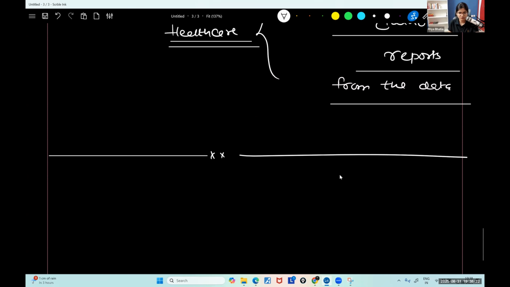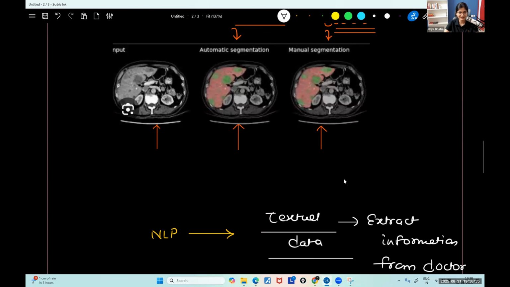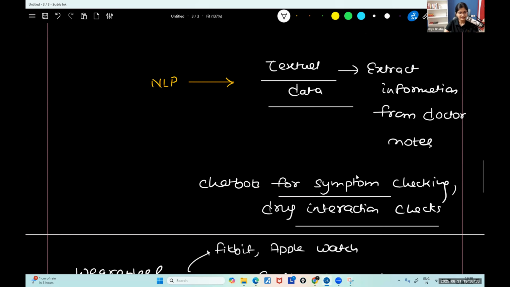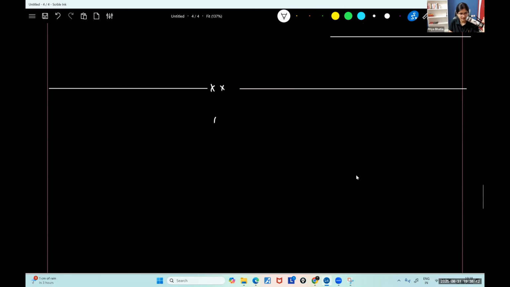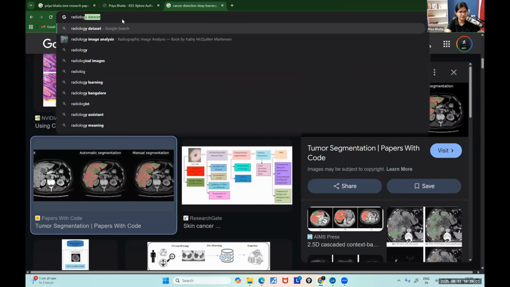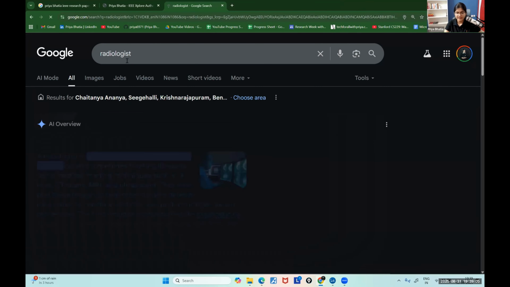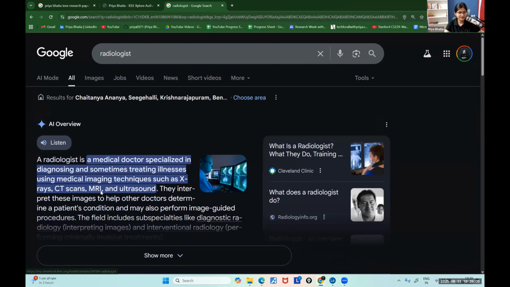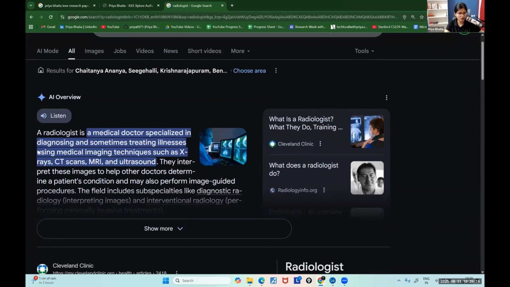The example I shared with you with respect to CT scans, tumor or cancer detection, is where it is helping the radiologists. Everybody knows who radiologists are. अरे रेडियोलॉजिस्ट के बारे में कैसे नहीं पता? रेडियोलॉजिस्ट डॉक्टर्स ऐसे डॉक्टर जो कि स्पेशली एक्सरे, सीटी स्कैन्स, एमआरआईज और अल्ट्रासाउंड पे वर्क करते हैं. So you can see it's a medical doctor specialized in diagnosing, sometimes treating the illness using medical imaging techniques.